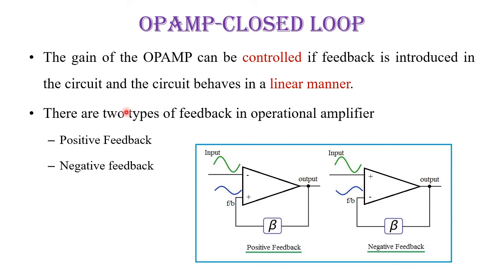Okay, right, there are two types of feedback. One is positive feedback and another one is negative feedback. So in the first picture, the output is given back to the positive input, that is non-inverting input. So if the output is given back to the non-inverting input, then it is called as positive feedback operational amplifier. Okay, and in the second picture you can see the output is given back to the inverting input, that is the negative terminal. So hence it is called as negative feedback amplifier, operational amplifier. All right.